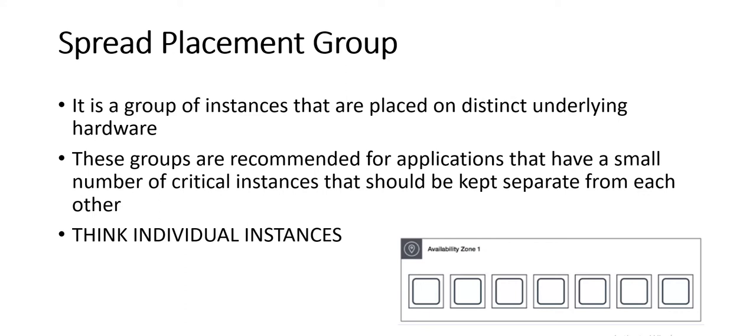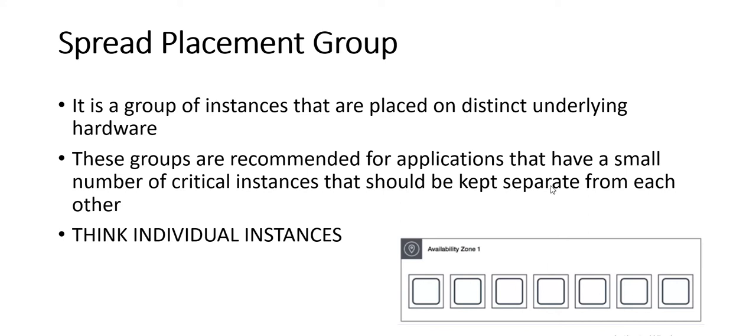So from here you can think of this as an individual instance where this is in one rack, this is in another rack, and this one is also in another rack, like this. These all are in separate racks. So if this rack fails, only this EC2 instance will fail, not this one. If this rack fails, this is the only one which will be failing. Other instances will be available in other racks. So this is what a spread placement group is.